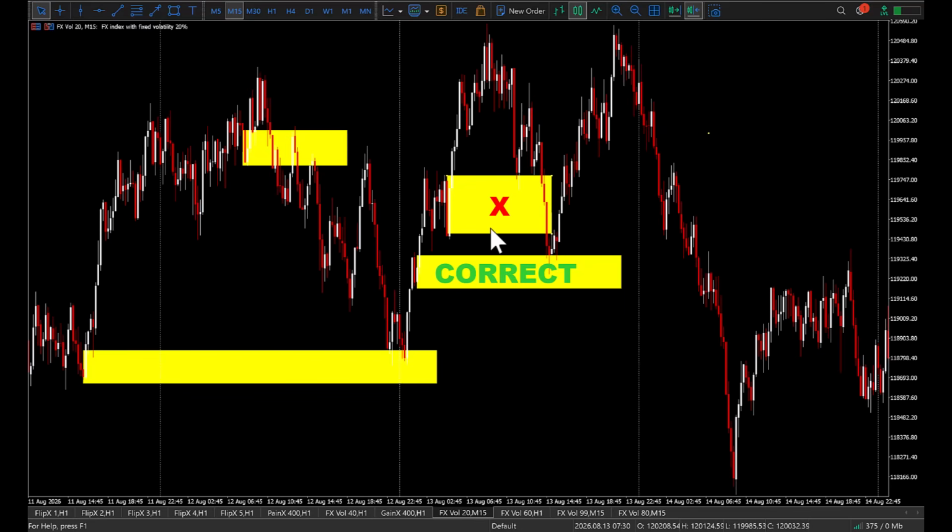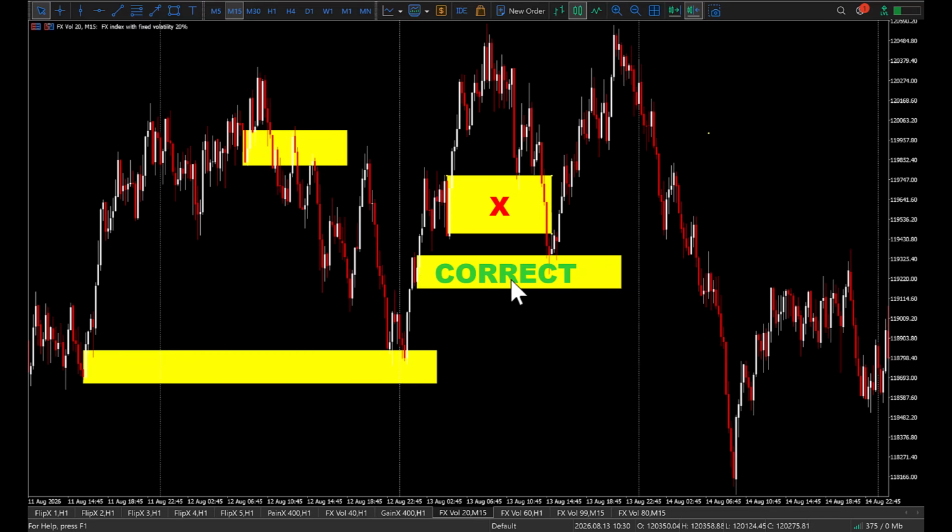This just means, as you can see, this first order block right here with an X, we have price getting to that order block at this particular zone and this particular zone. So this order block is tested 2 times, which means it ceases to be fresh. The rule of freshness, which is our rule number 1, does not apply to this order block.